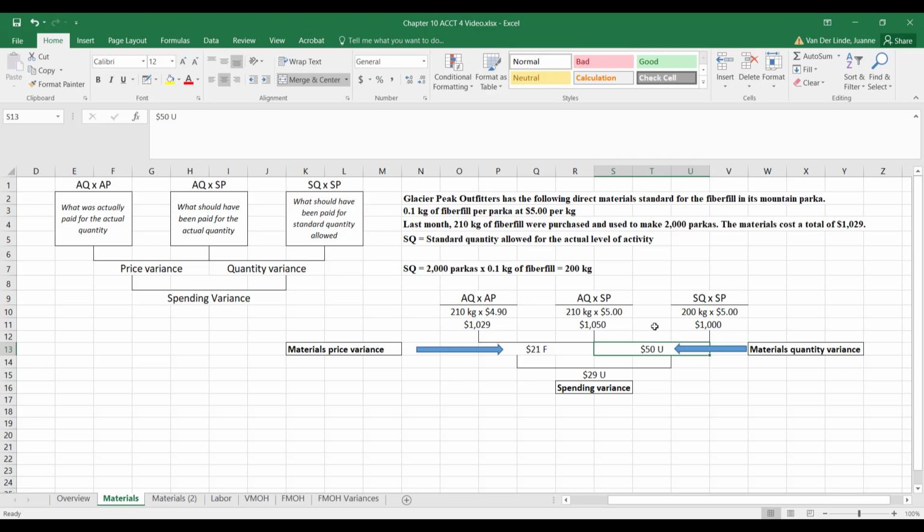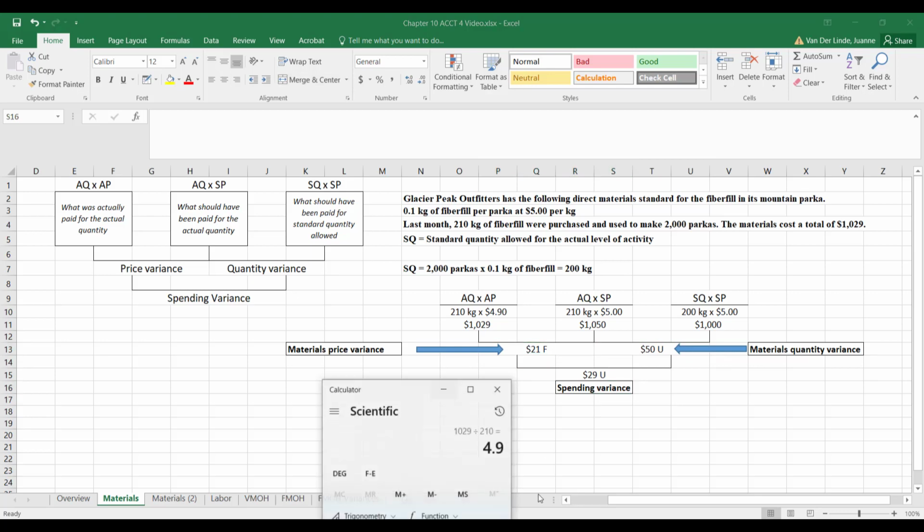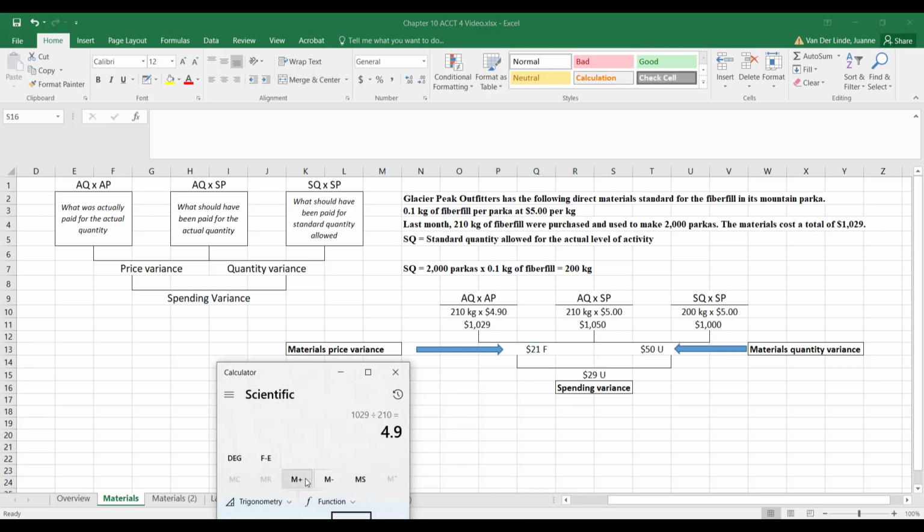So anytime you use more of something than you should have, that leads to an unfavorable quantity variance. Now, these two variances, however, will add up to the overall spending variance. So when you take a $50 unfavorable variance and combine it with a $21 favorable variance, we're left with $29. It's almost just like combining negatives and positives when you're adding or subtracting positive and negative numbers together.